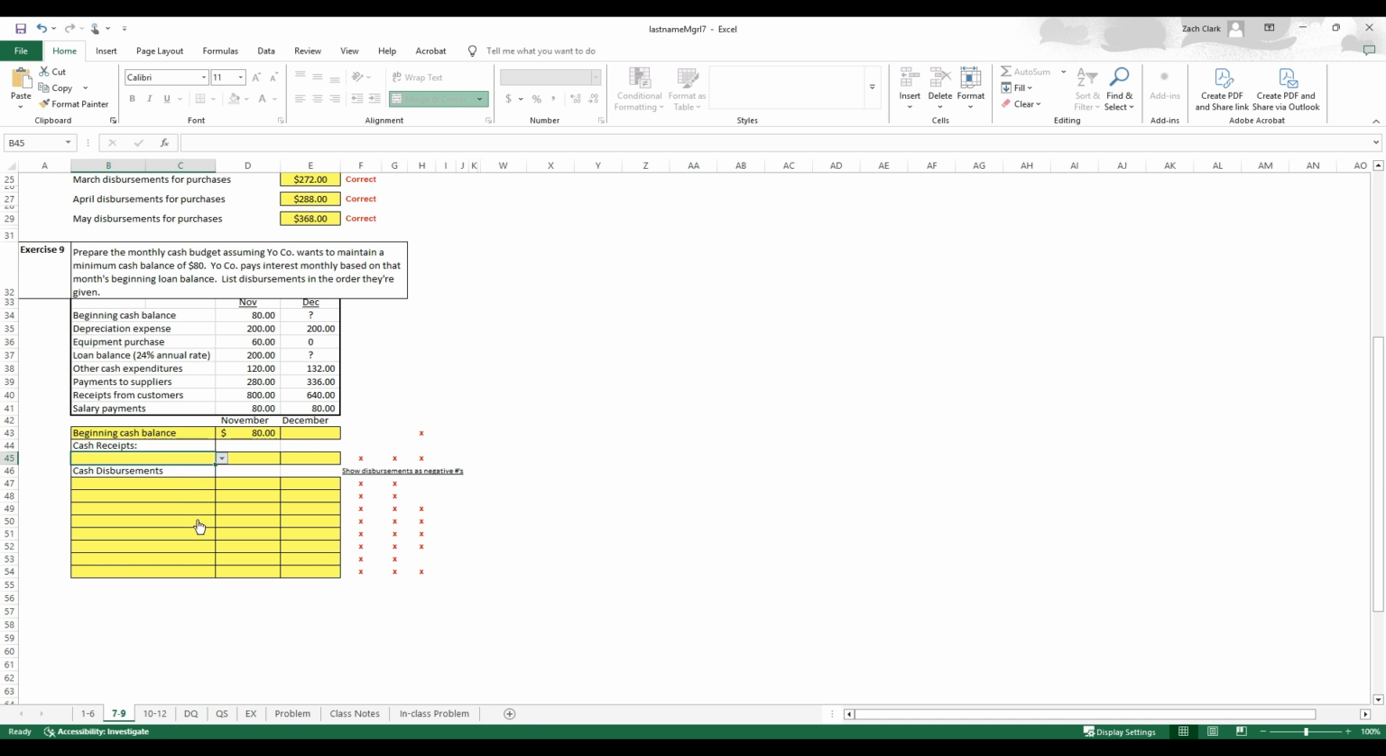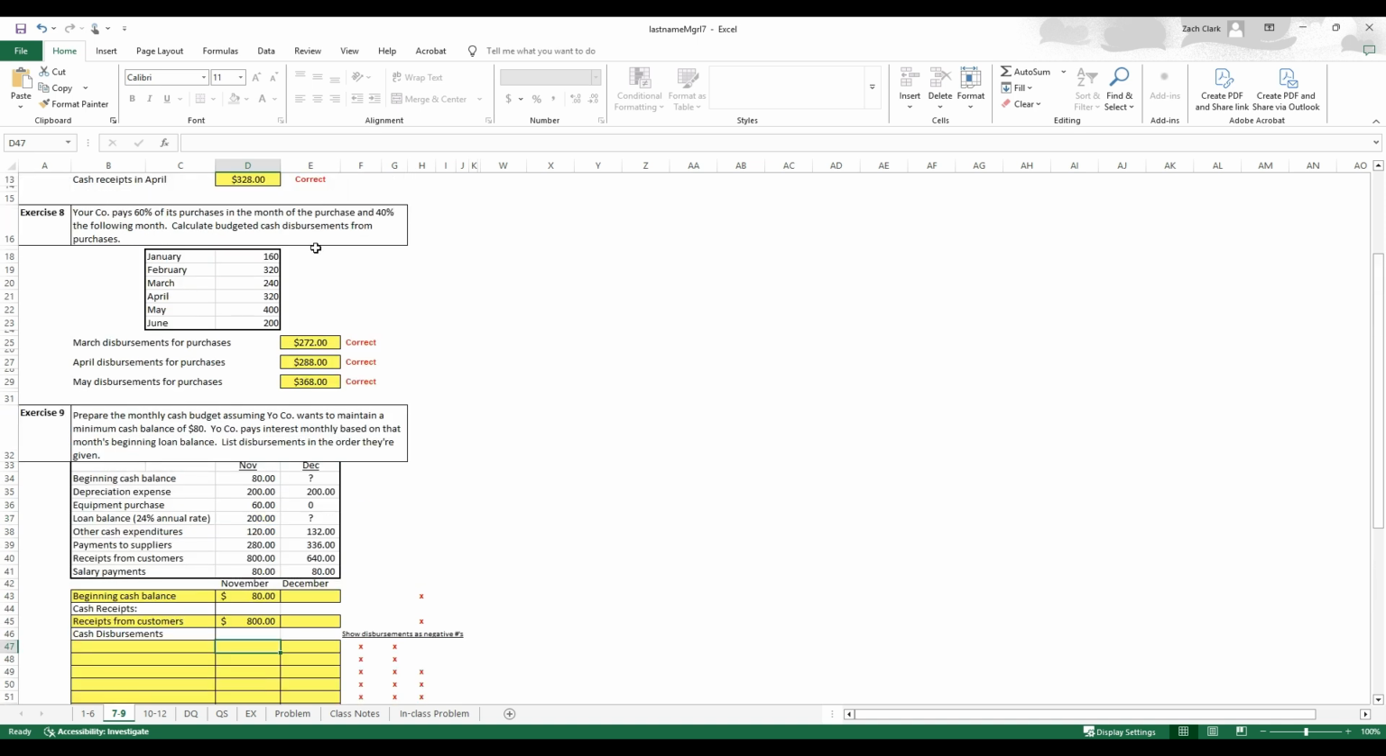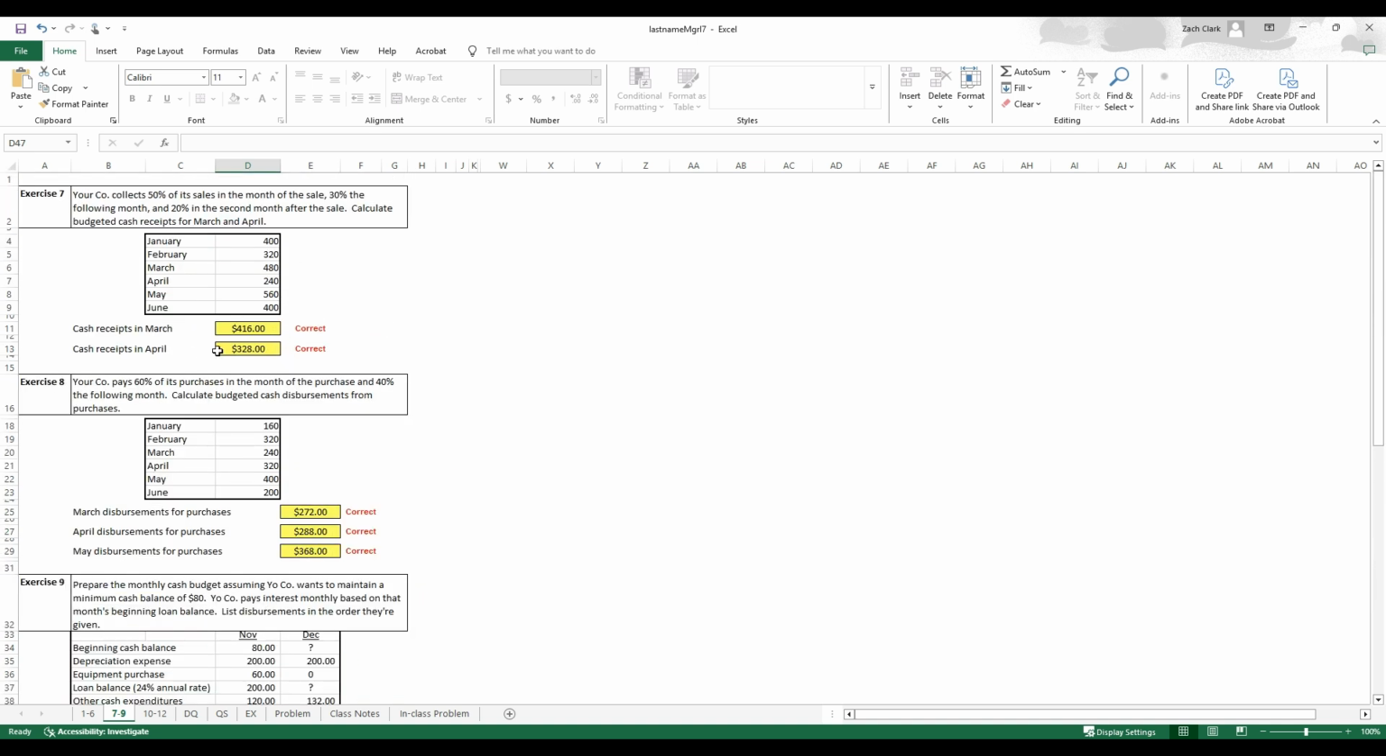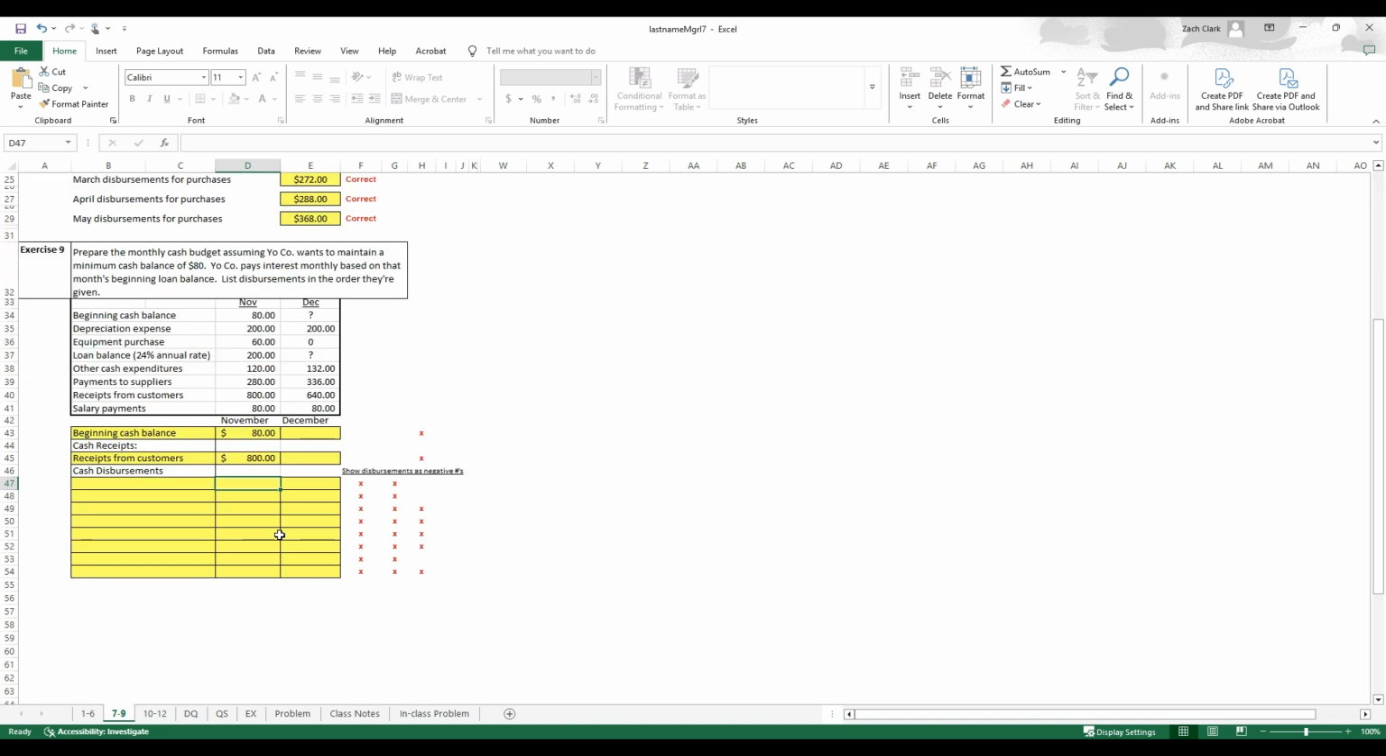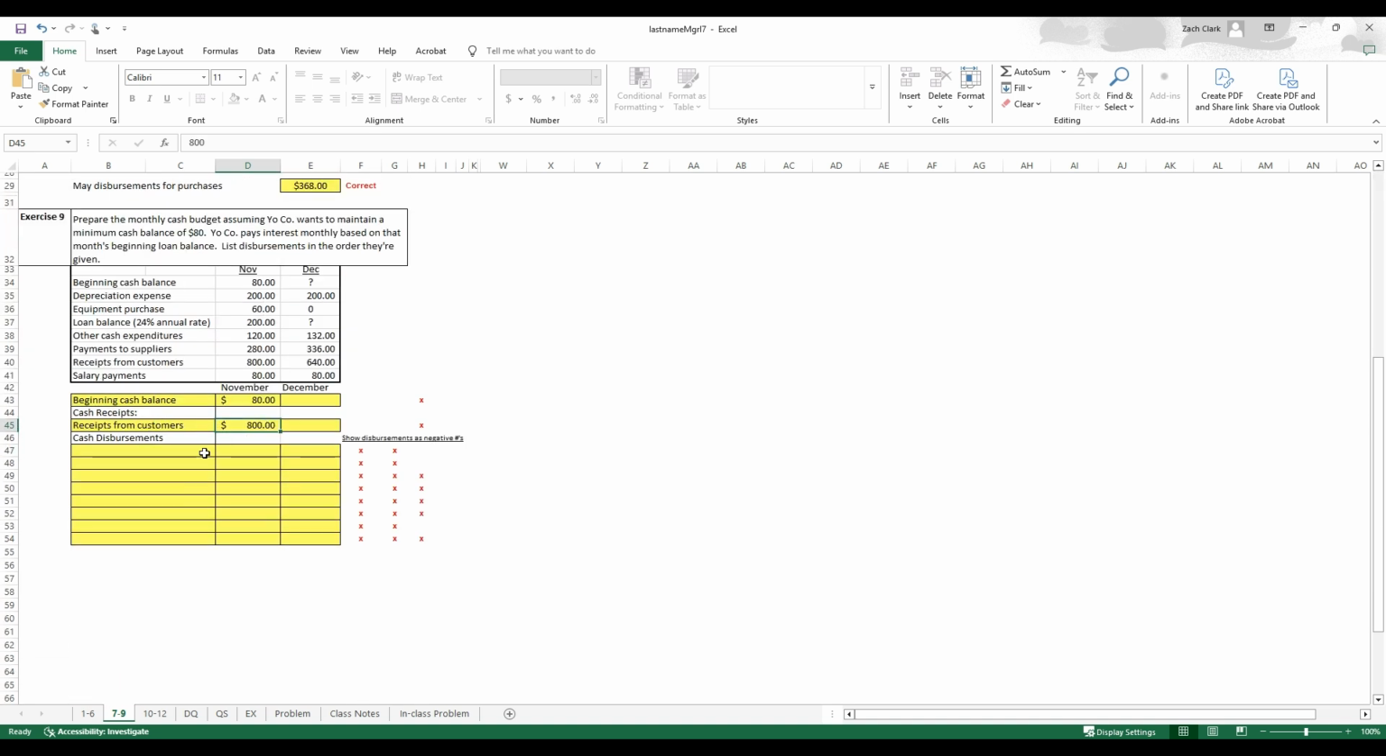And we've got receipts from customers, so cash inflows, $800 here. It just tells us. In other problems, if we do them in class or on the test, maybe we have to do some calculations to figure out how much we're receiving from the customers in that month. But it just tells us here, basically.